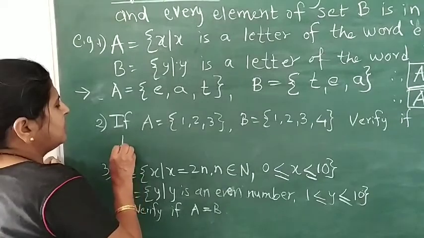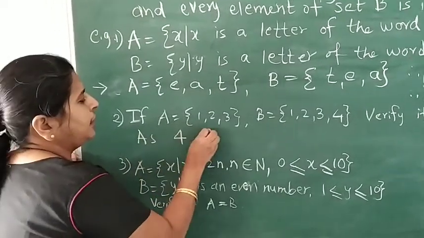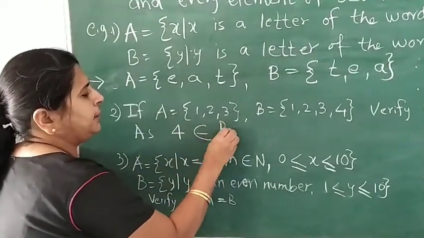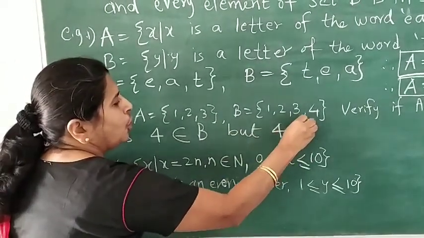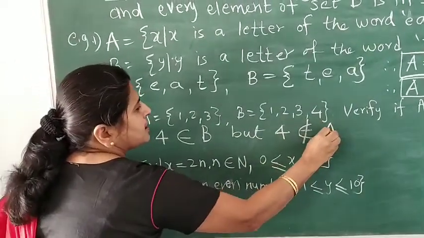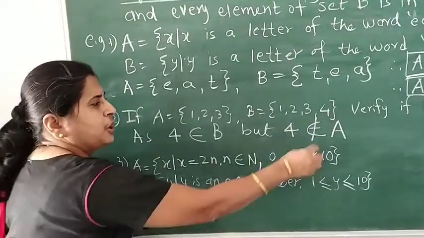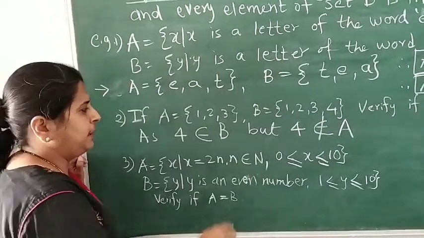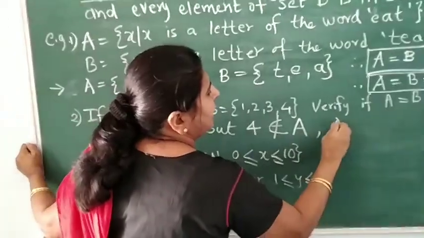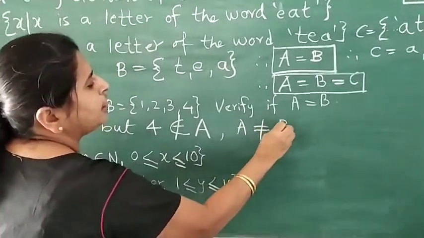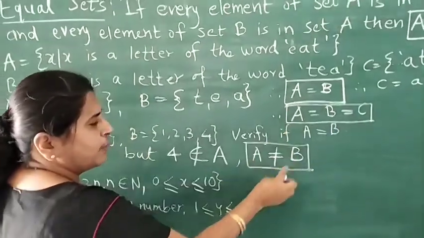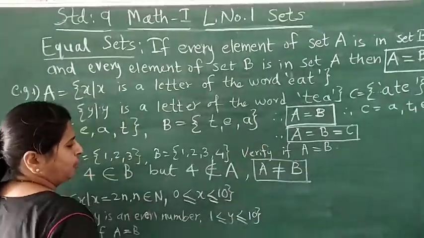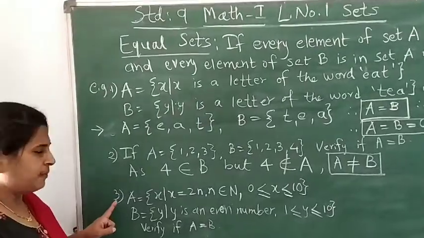So let's write the reason: 4 is an element of set B but 4 is not an element of set A. Because of this extra element in set B, set A and B are not equal. We should write it symbolically. This sign is for equal sets, and this is not equal. Now let's take one more example.